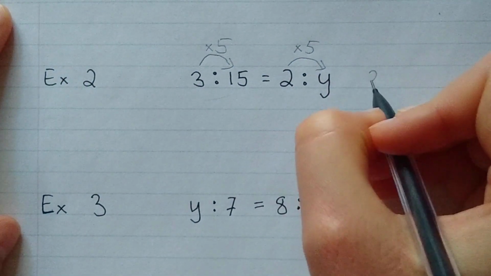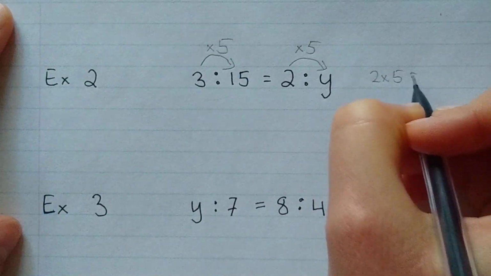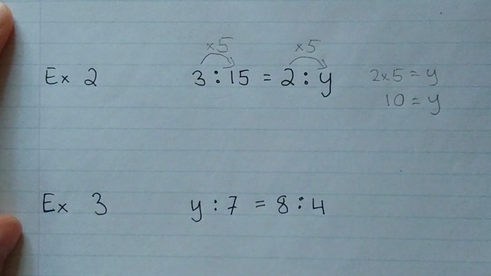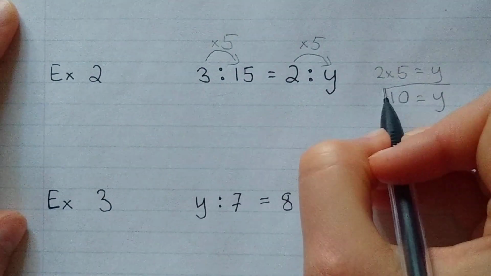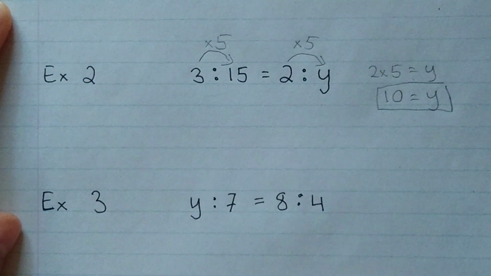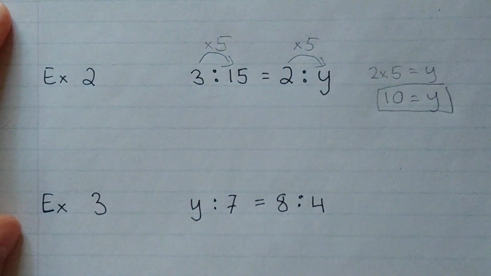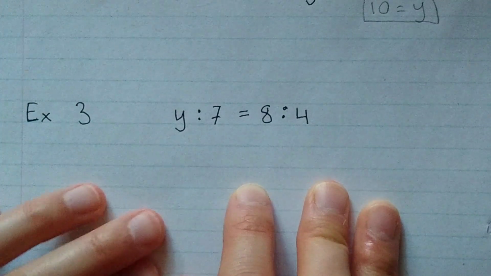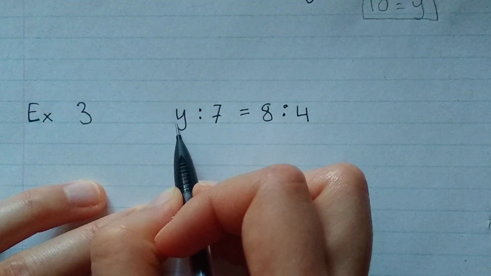Because we don't know what y is, I'm going to write it here. 2 times 5 equals y. And 2 times 5 is 10. So we found that 10 equals y. Let's do one more example. So here we're missing y again.